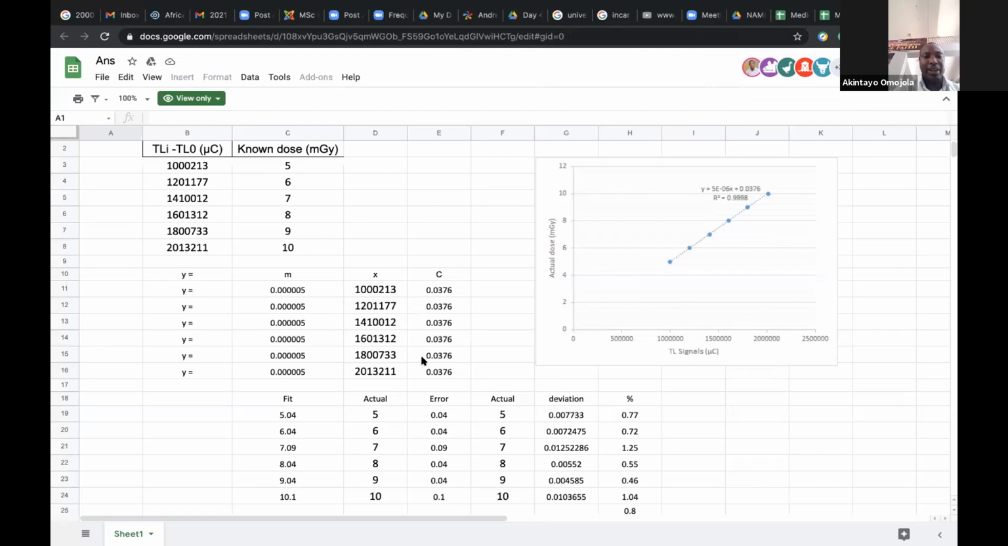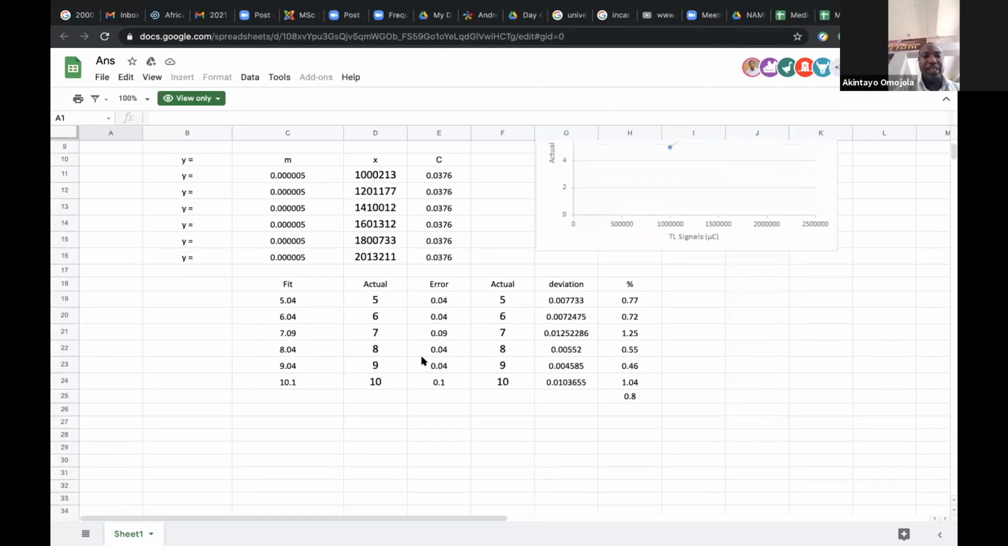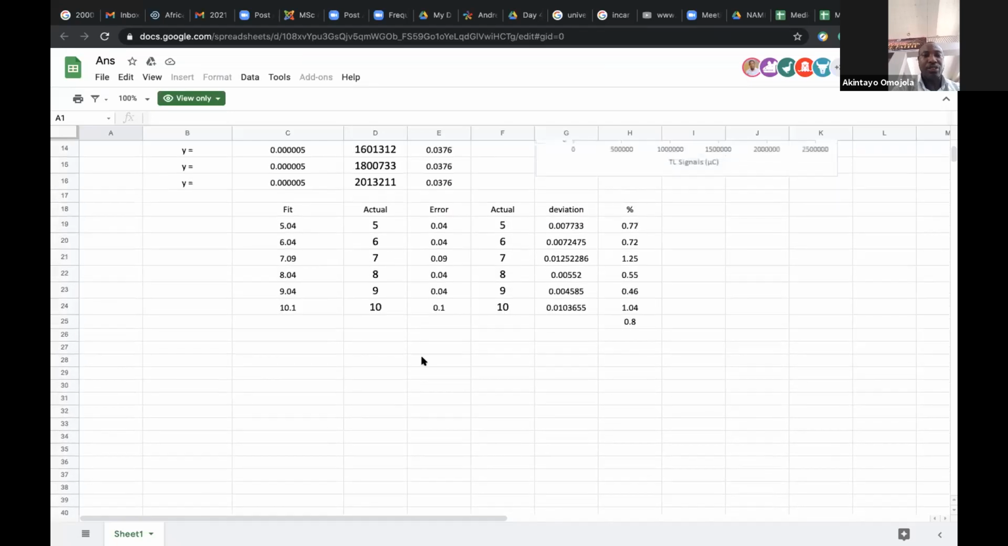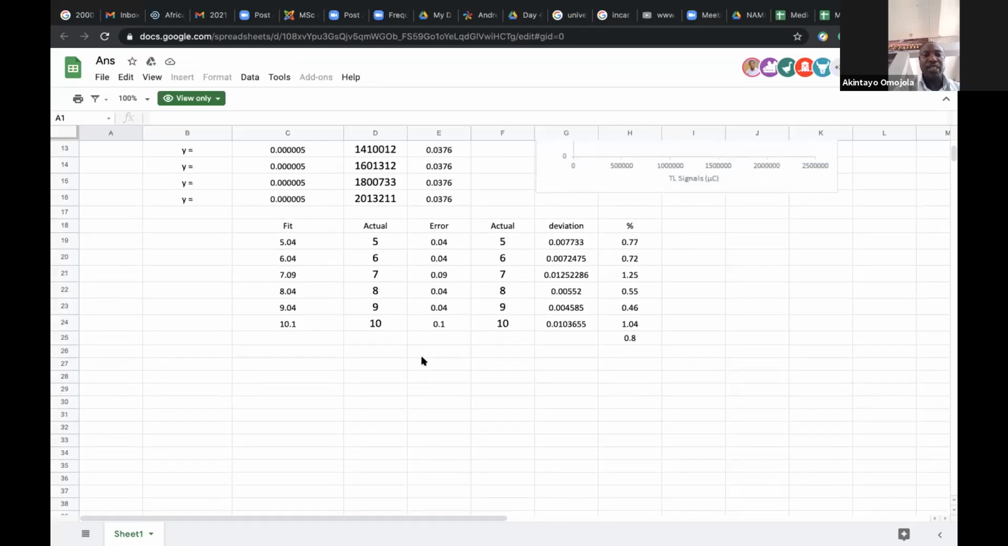Let us go down a bit. Can you take it down? Yes, move it down. Take it to the last graph. Yes, thank you. So we have our fit, which was gotten from y is equal to mx plus c. Our fit for the first actual dose is 5.04. The second is 6.04. The third is 7.09. The fourth is 8.04. The fifth is 9.04. And for the actual dose of 10 milligray, it is 10.1.